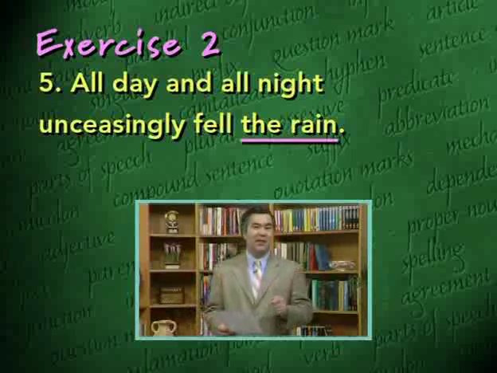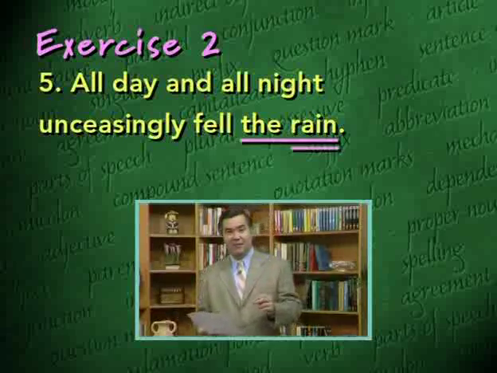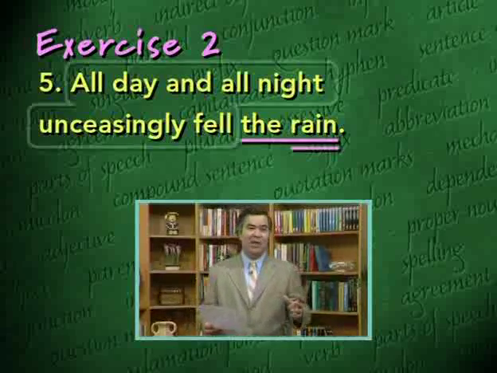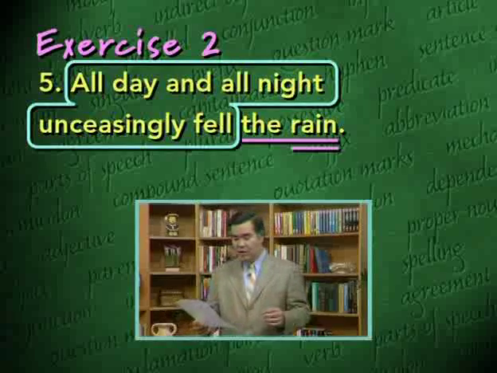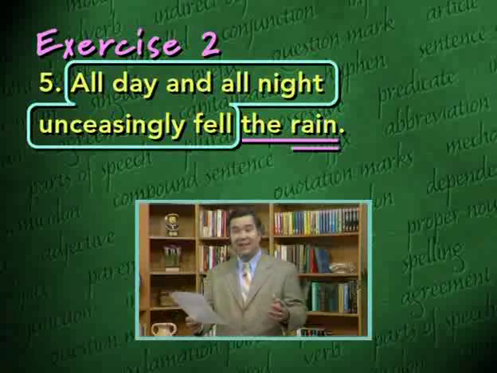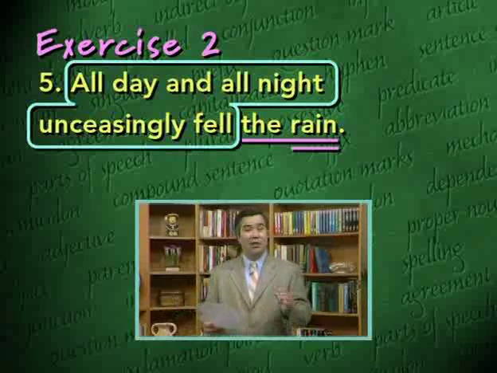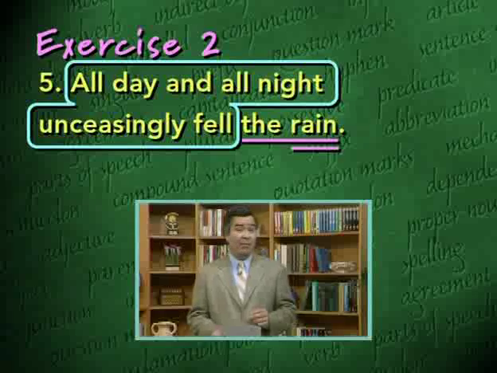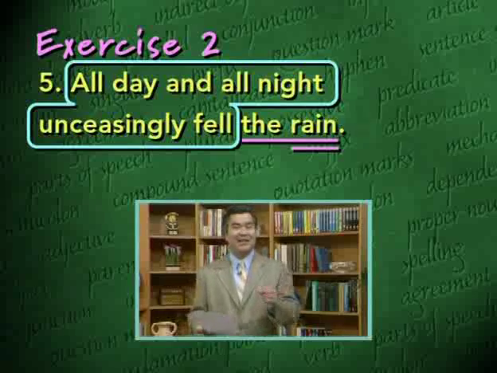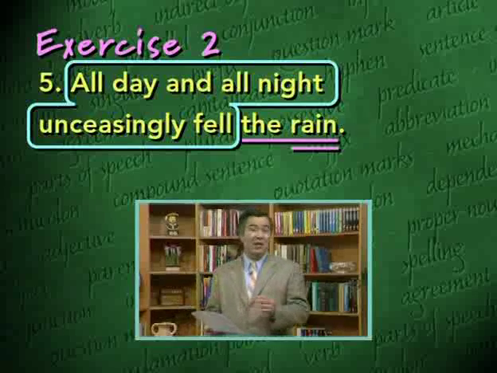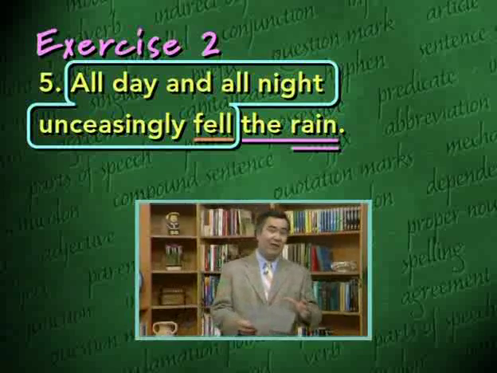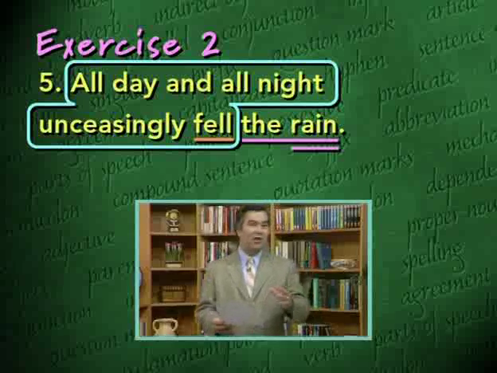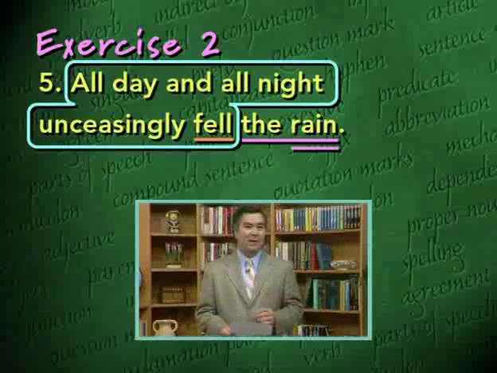And the simple subject is the one word, rain. The rest of the sentence is the predicate. It tells what the rain did. And what did the rain do? All day and all night unceasingly fell. What's the single most important word in the predicate? The verb, which tells us exactly what the rain did. The verb is fell. So the heart of this sentence is rain fell, and all the other words give us a little more information about that.